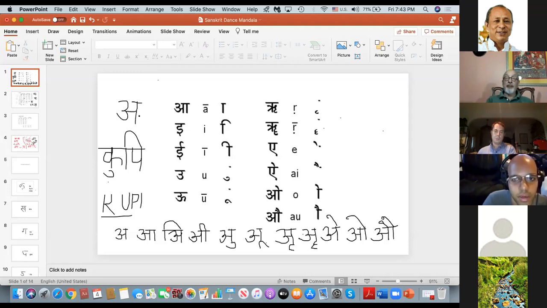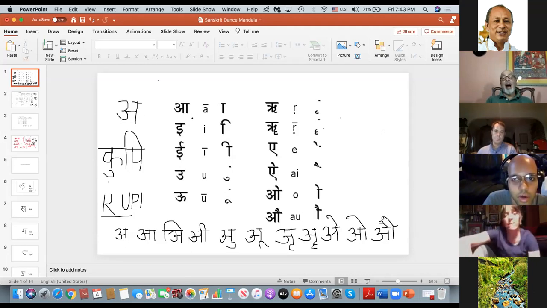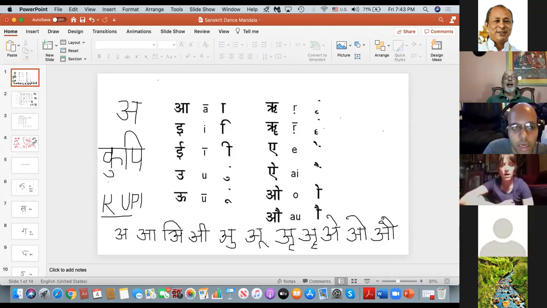I do not hear the differentiation. O, a. O, a. E. This is short E. This is long E. When you see this loop on top of the E, that turns into long E.